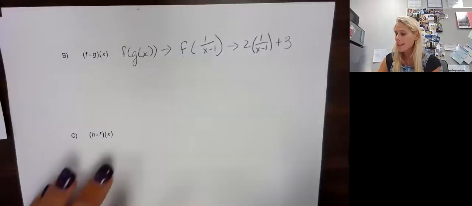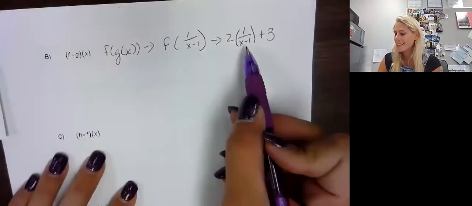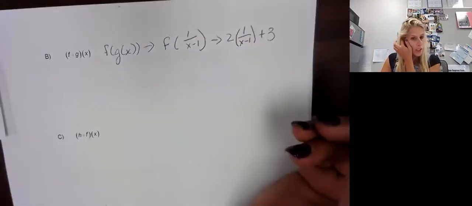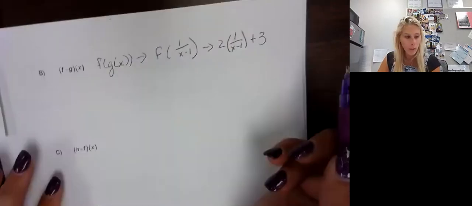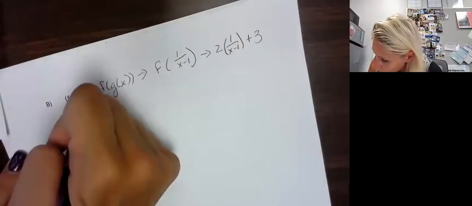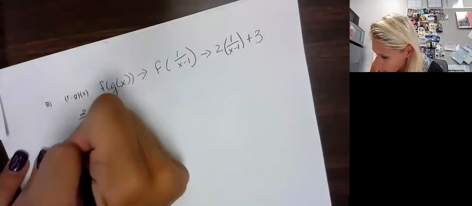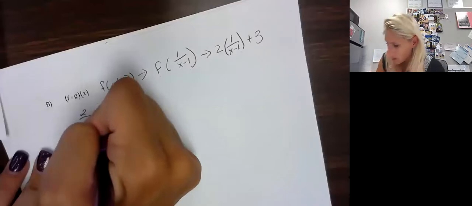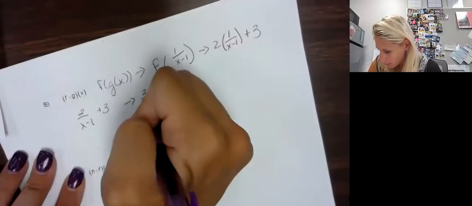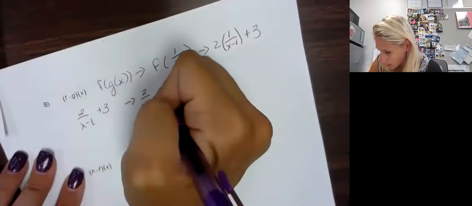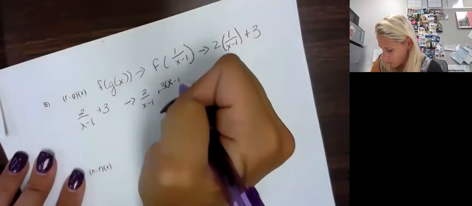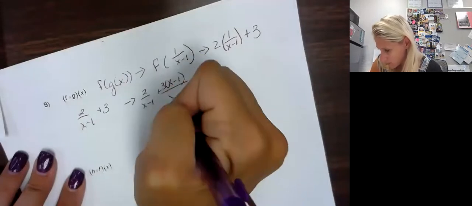So again, look, this looks like f of x, but instead of x, I put that 1 over x minus 1. And then we could simplify that to see if we have anything that we need to do. So this would be 2 over x minus 1 plus 3. I need a common denominator. So I go 2 over x minus 1 plus 3 times x minus 1 over x minus 1.